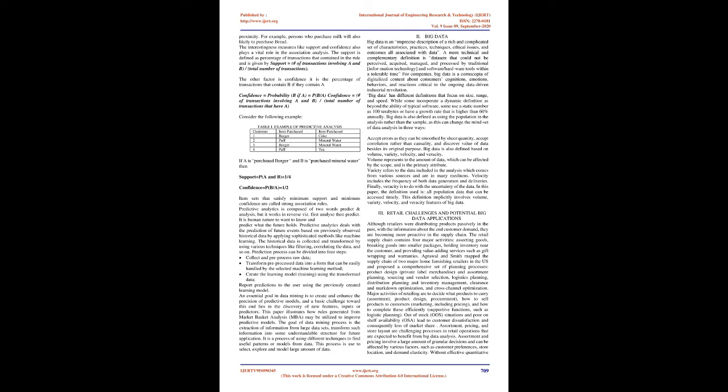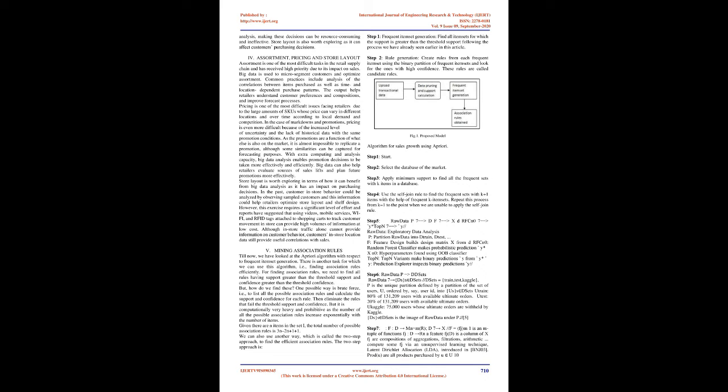Prediction process can be divided into 4 steps. Collect and pre-process raw data. Transform pre-processed data into a form that can be easily handled by the selected machine learning method. Create the learning model, training, using the transformed data. Report predictions to the user using the previously created learning model.